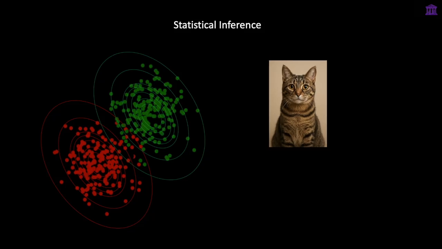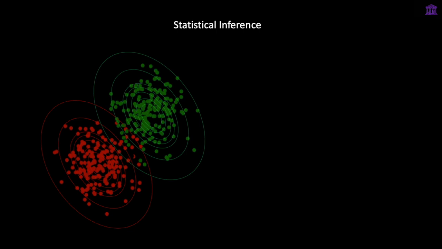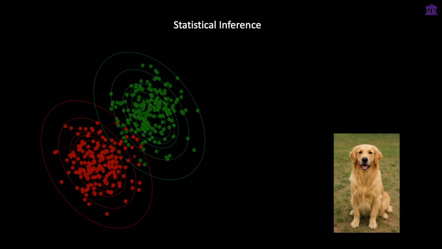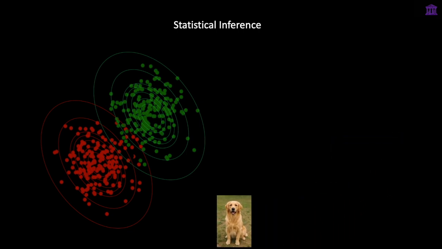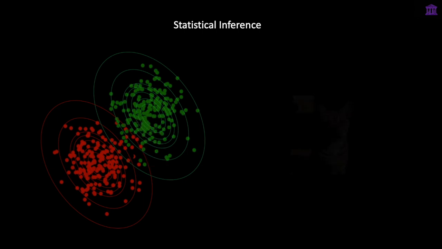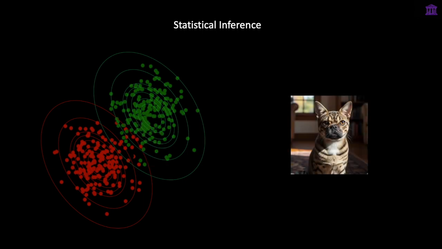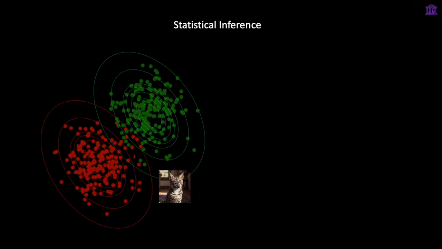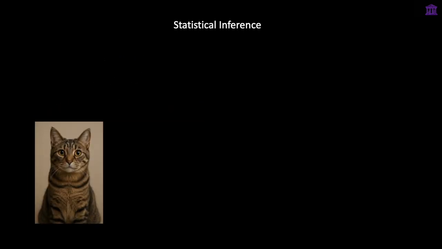A clear image of a cat will fall right into the heart of the cat distribution. A dog falls into the dog distribution. But what about a mixed or blurry image? It falls into the intersection, a zone of uncertainty where the system struggles to decide which category is the most likely. Let's see how the box handles this.